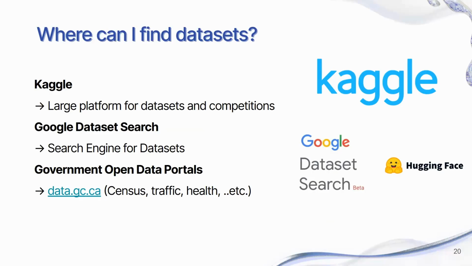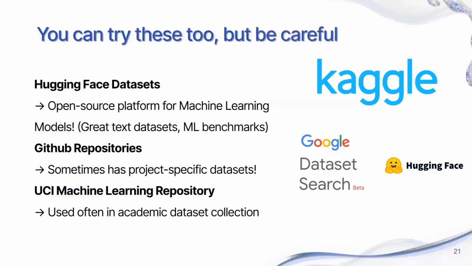Some people might not know, but Google actually provides their own search engine for databases. Next one is government open data portals, right? Like I said before, for health, or even traffic, or censuses, right? Here are some more data sets or databases you can use. You can try these, but be more careful with them.